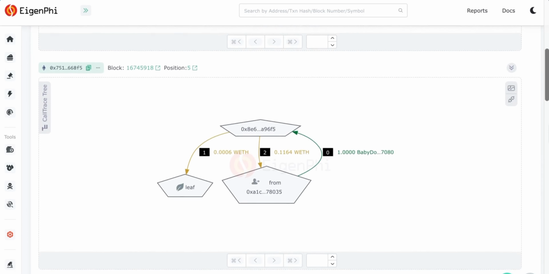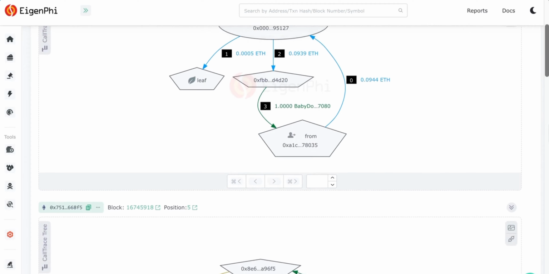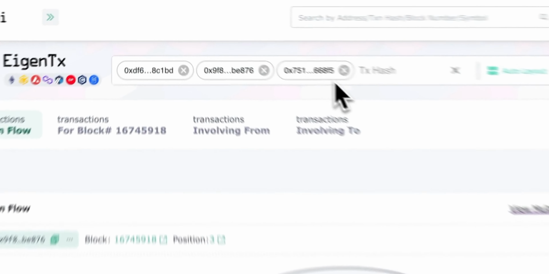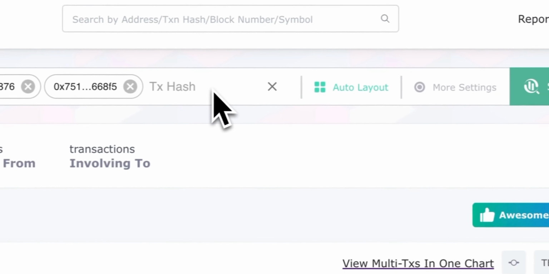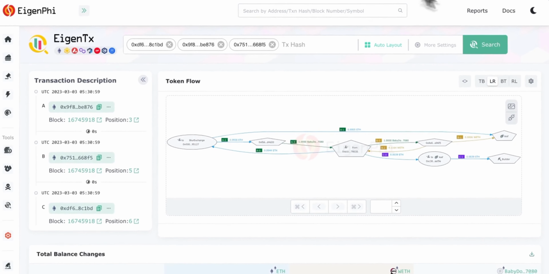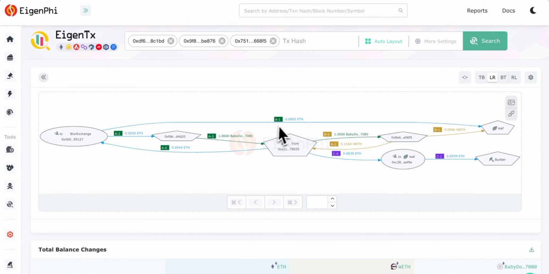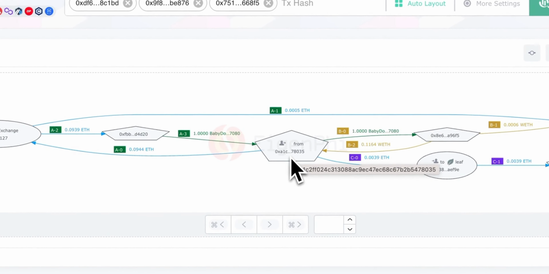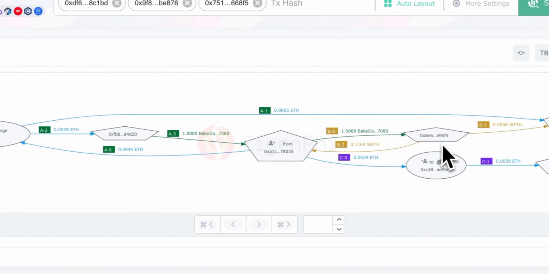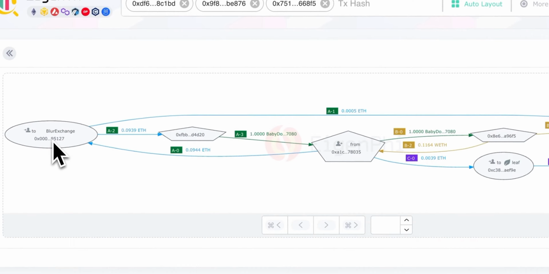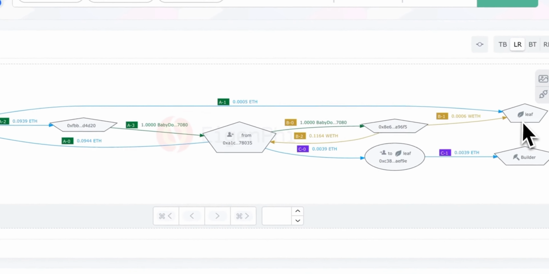Like we mentioned in our previous video, you can view those transactions separately by typing their unique hashes into EigenTX's search box, or view them as a comprehensive picture by using the multi-TXS in one chart feature. Remember, uppercase letters symbolize transactions and show the order in which they occur. In the middle of the whole chart is the bot, or the from address. On each side are the seller and the buyer. Blur Exchange is a popular NFT marketplace. The leaf address is the fee collector for Babydoge.